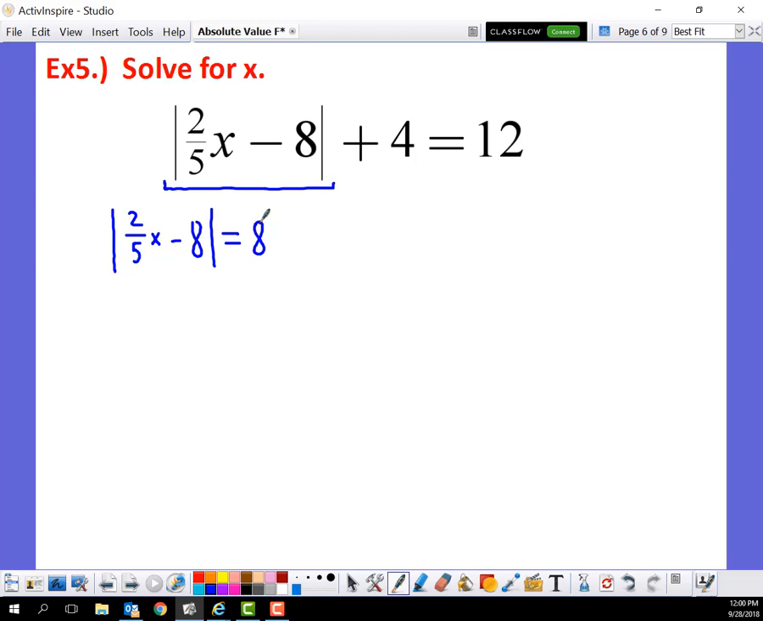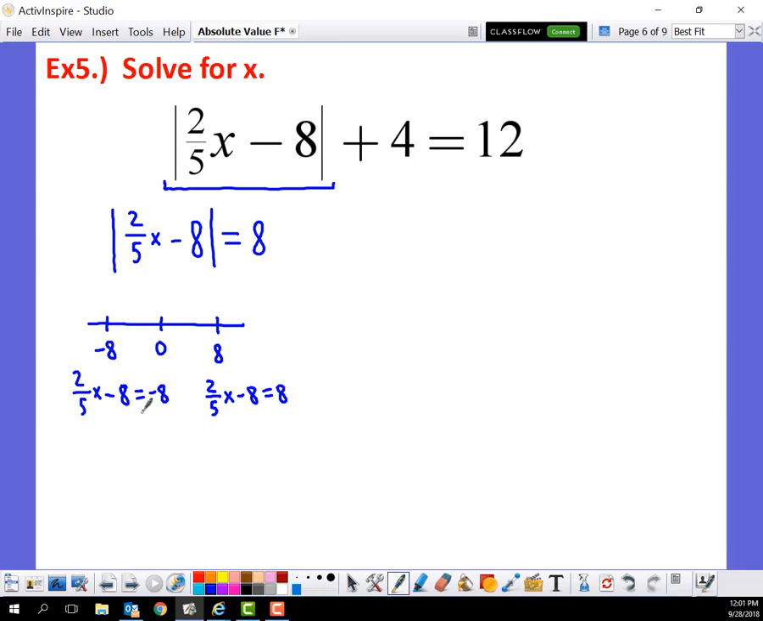Now, once you get to here, this is set up to be just like one of the other problems that we do. If you think about it in the context of your number line, you're looking for 2 numbers that are 8 units away from 0. So your 2 options are negative 8 and positive 8. Then we set our equations. 2/5 x minus 8 equals negative 8, and 2/5 x minus 8 equals positive 8. So two equations that we will solve for x.